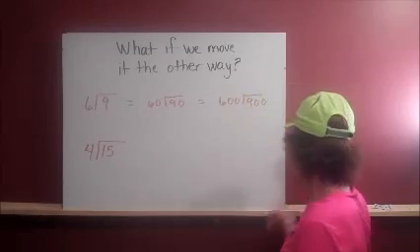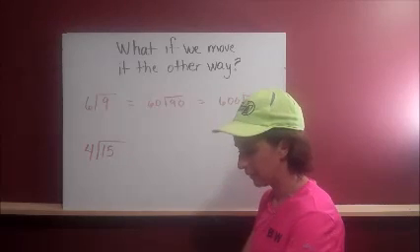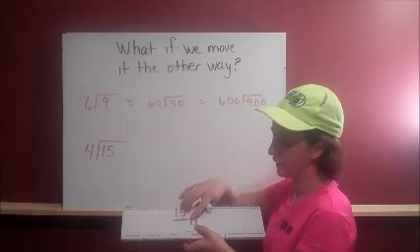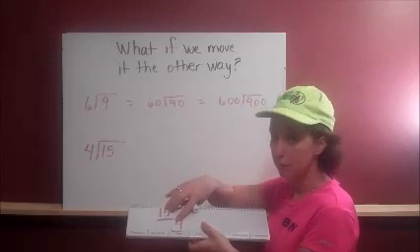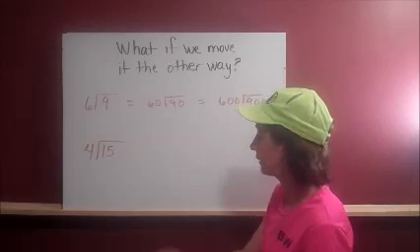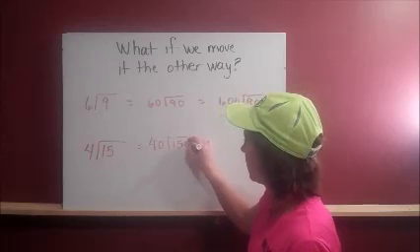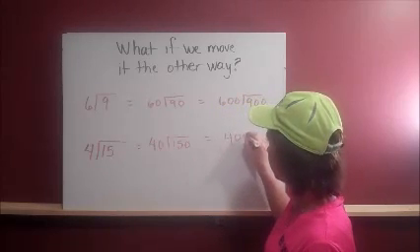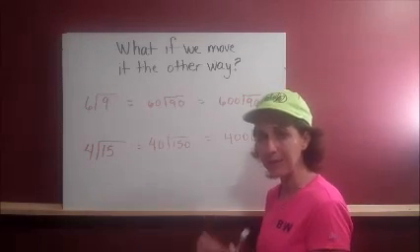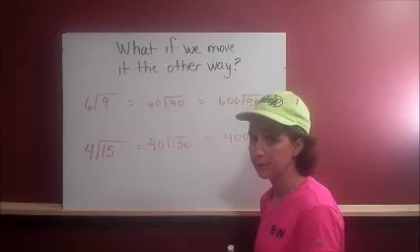4 into 15. How many 4s are in 15? The same amount of 40s that are in 150, and the same amount of 400s that are in 1,500. So, this tells us that we can slide the numbers either direction on the place value chart and get equivalent numbers.